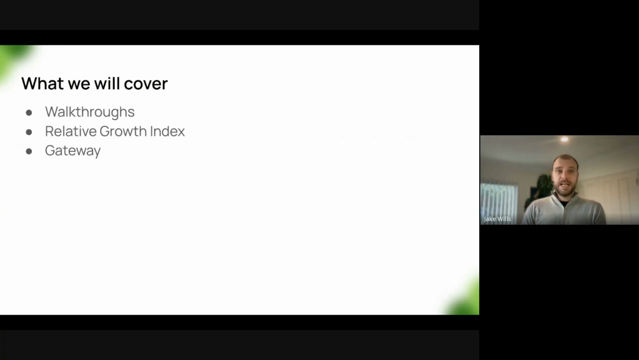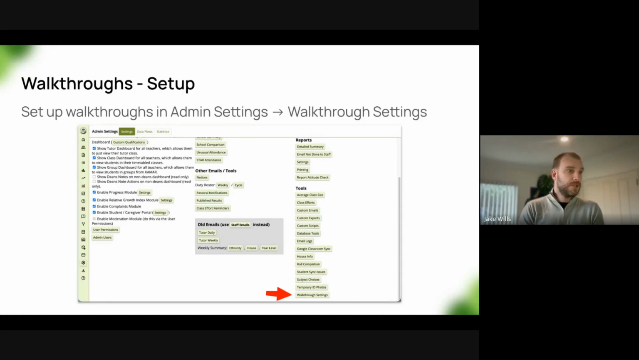So today we're going to cover the walkthroughs, relative growth index, and gateway. So we'll start off with walkthroughs. To set up walkthroughs, you go into the admin settings and you click on walkthrough settings, which is in the bottom right-hand corner down here.